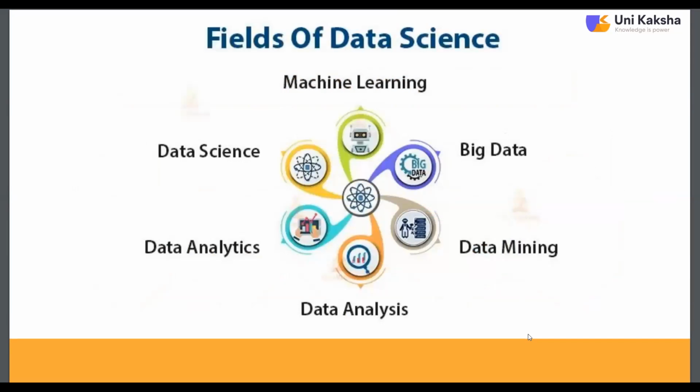So these are the fields of data science. You might have heard about the different fields related to data science, like data analytics, data analysis, data mining, big data, machine learning. Some students are confused about these particular fields. What is the difference between data analytics and data analysis, how does each differ from data science, and how does data mining differ from data science and big data. These things are important to know.